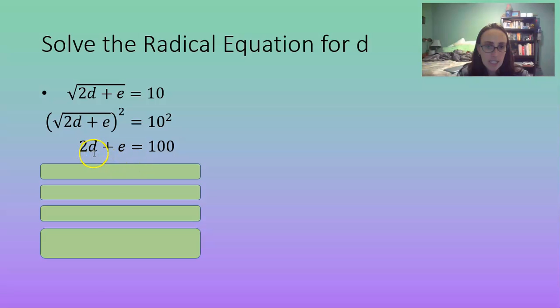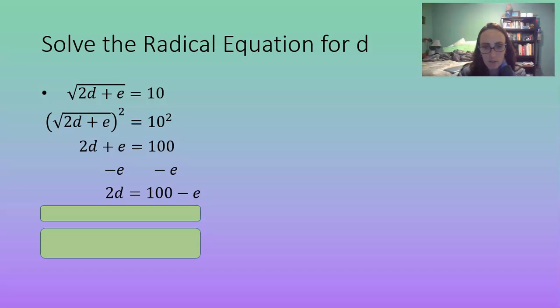I'm trying to get d by itself now, so I want to get rid of anything being added or subtracted to d, and I see that e is being added. So I undo a plus e by minusing e. So I'm going to minus e on both sides. That's going to cancel out my plus e over here. I'm just left with 2d on the left-hand side. But on the right-hand side, 100 minus e, I can't simplify that any further. These are not like terms, so I'm just going to leave that written as 100 minus e.